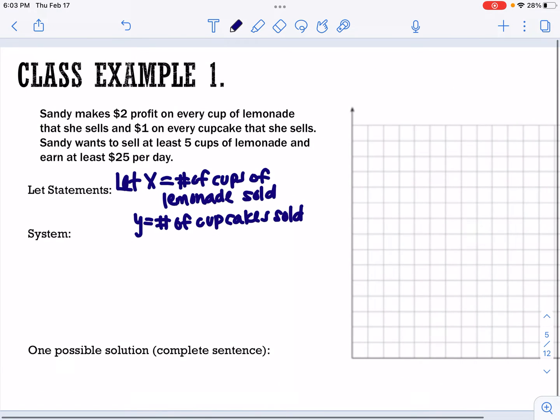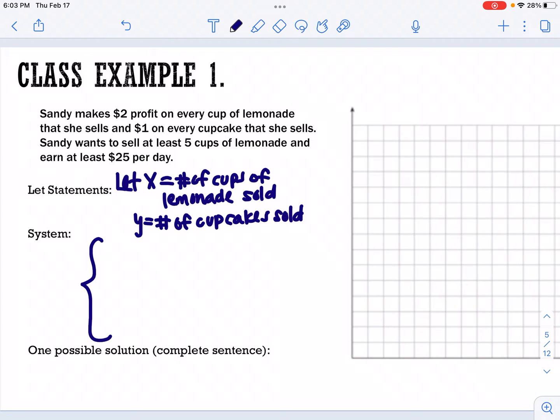Now that we've created our let statement, we're going to look at the clues in the problem that are going to lend themselves to the system. Well, the first thing I notice in this problem is that it starts to talk about the profit that Sandy wants to make. Sandy makes a $2 profit on every cup of lemonade. Well, if each cup of lemonade is x, and she also will make $1 on every cupcake that she sells, where cupcakes are my y, okay? And she wants to earn at least $25 per day.